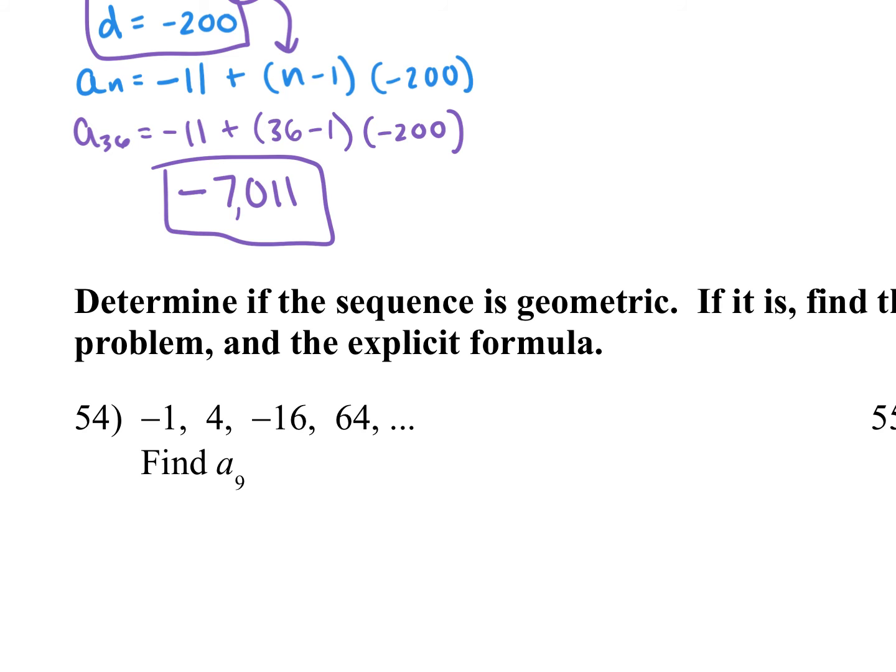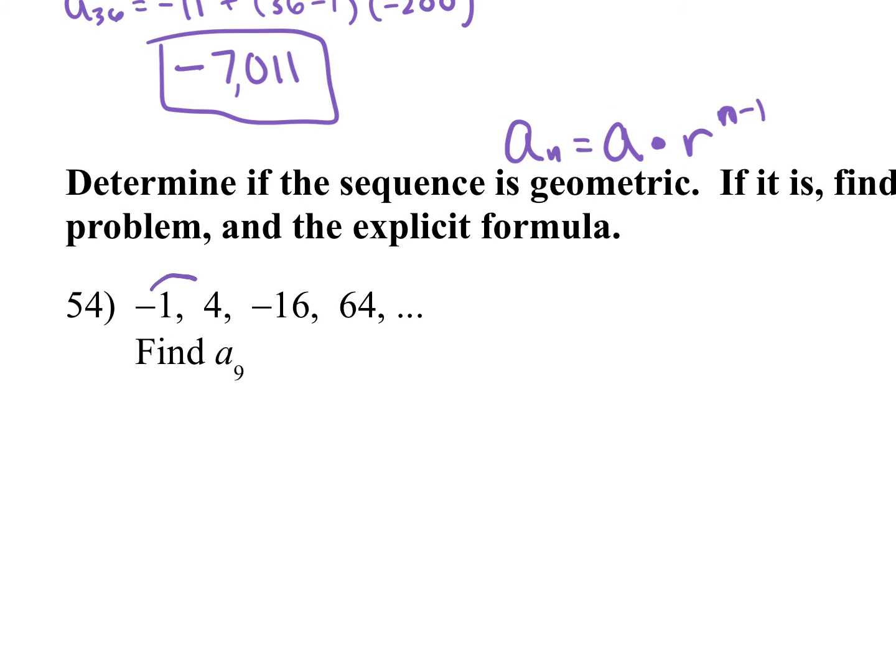For the next one, we have to determine if it's geometric. So our geometric formula is a sub n is equal to a times r to the power of n minus 1. So for 54, I'm multiplying by negative 4 to get from one number to the next. So negative 16 times negative 4 would be positive 64. So my common ratio is negative 4. So I could plug that into my formula.